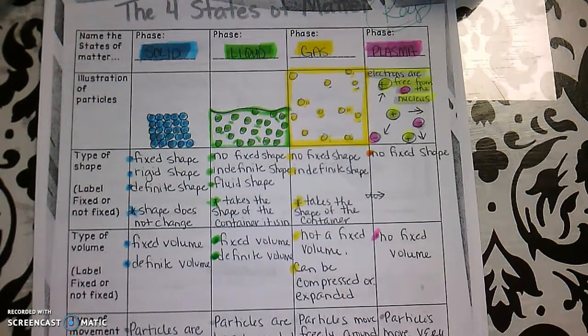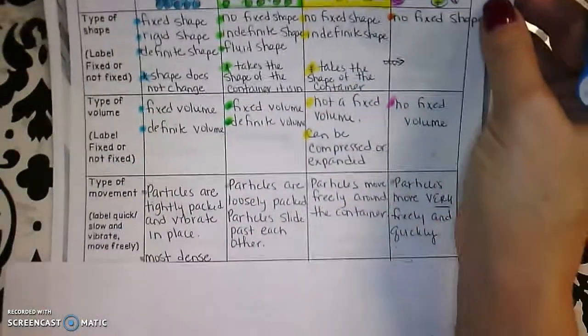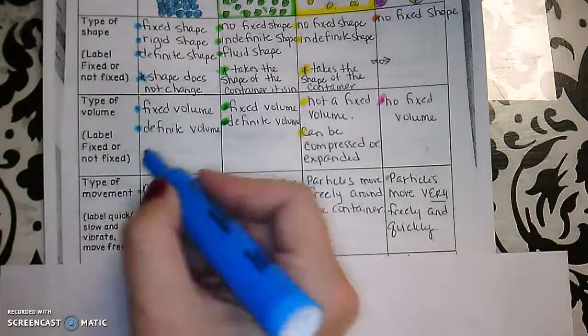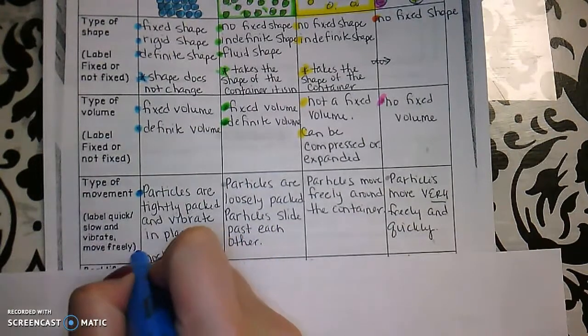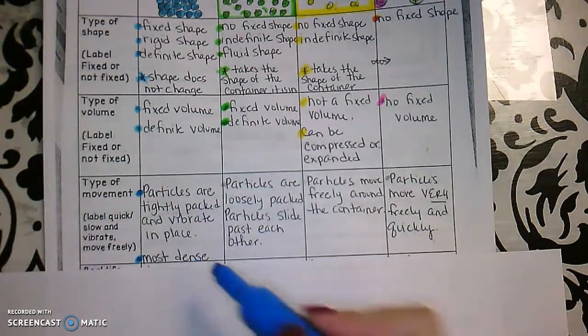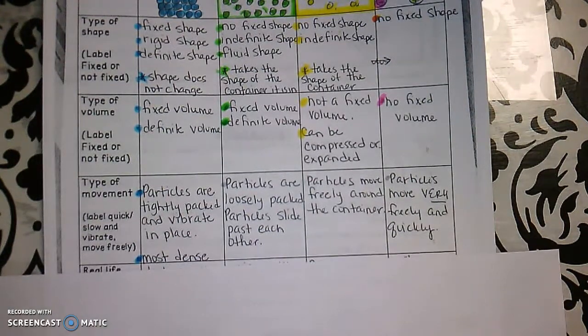All right, type of movement. In a solid, particles are tightly packed and vibrate in place. Solids are the most dense. Remember talking about density back in Unit 1. Solids are the most dense.